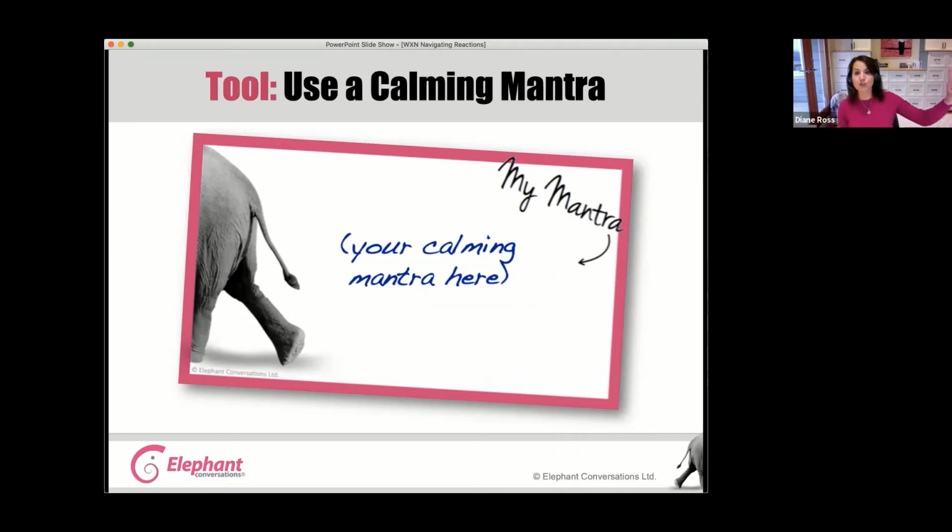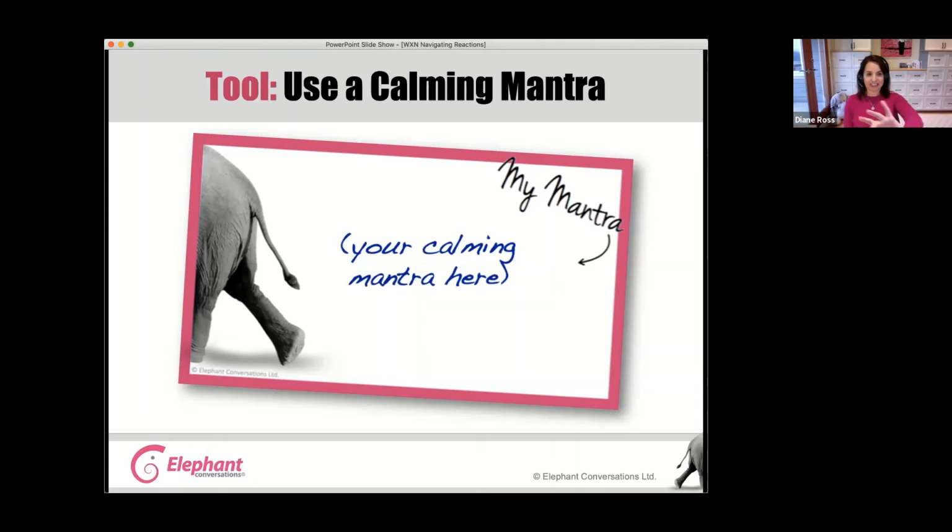Okay, so the first tool is the hook, being aware of what our hooks are. Really think about those things that you hold true and dear to yourself, right? And be aware of those. Okay, the second one, and I love this one.